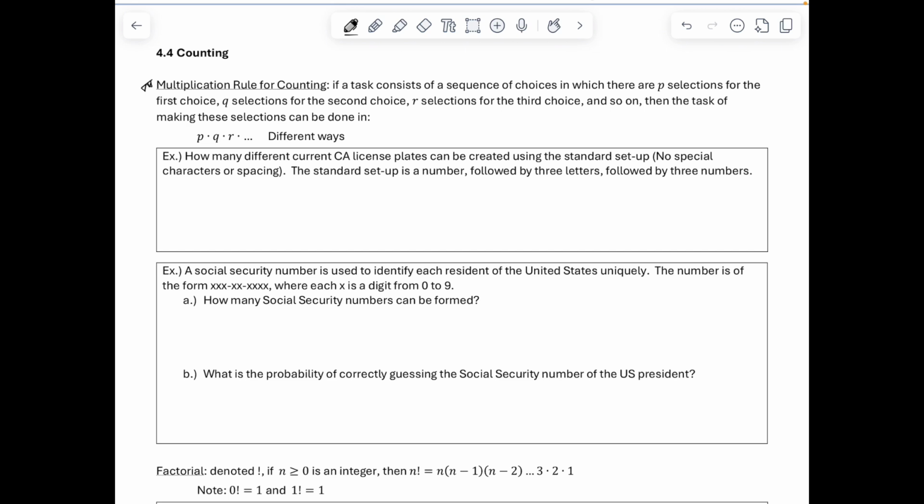And so from here, we have an example that says, how many different current California license plates can be created using the standard setup, no special characters, no spacing? So this is just a basic license plate. It says the standard setup is going to be a number followed by 3 letters followed by 3 numbers. So for this, the first thing we're going to have to ask is, does order matter? And kind of keep this in mind.